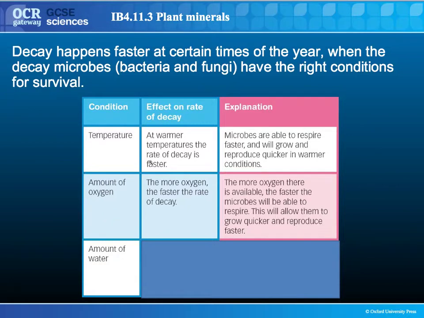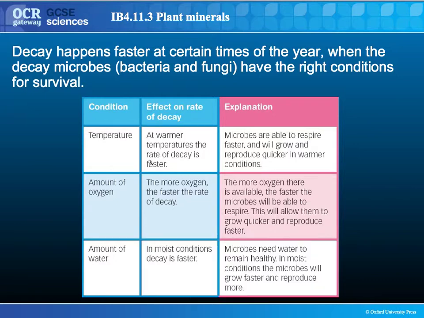Here we've got more oxygen, we get a faster rate of decay. That enables the microbes to have a faster rate of respiration, which will again allow them to grow quickly and reproduce faster. And lastly, in moist conditions, decay happens faster because they need water to remain healthy. In moist conditions, they will grow faster and reproduce more.